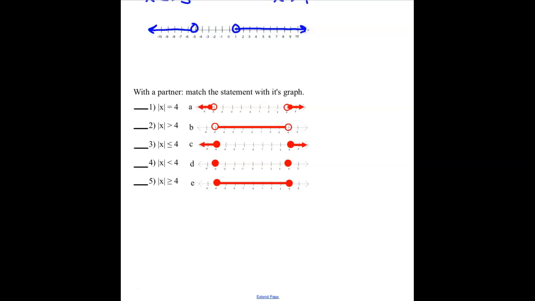All right, so our first one says the absolute value of x equals 4. That means we have to be exactly 4 spaces from 0. Hopefully you chose option D, where we are exactly 4 spaces from 0.